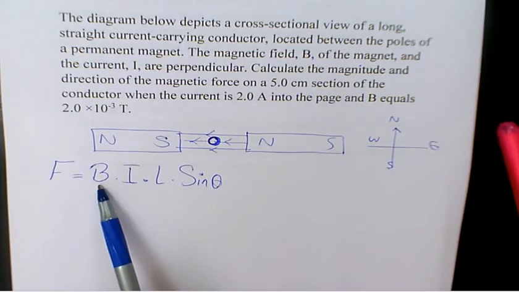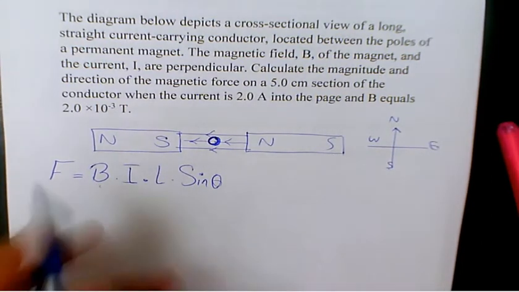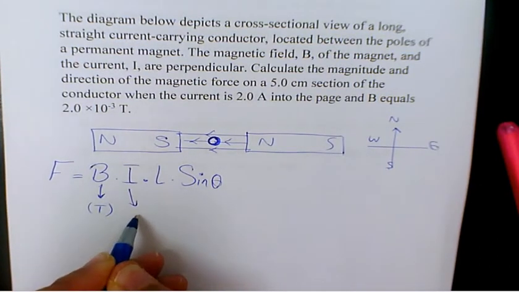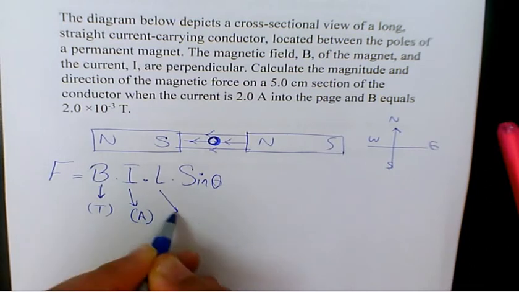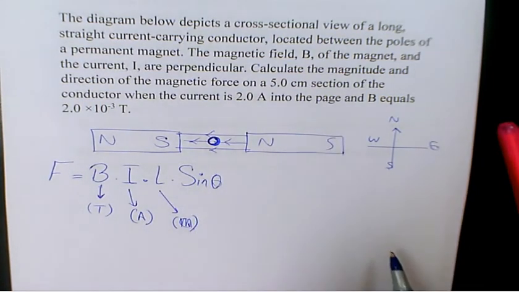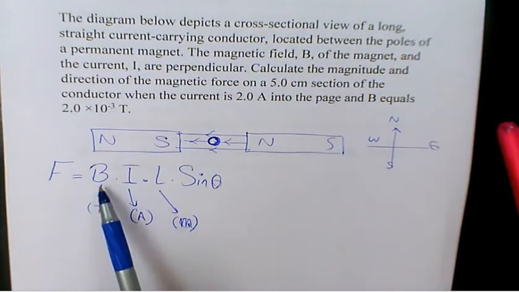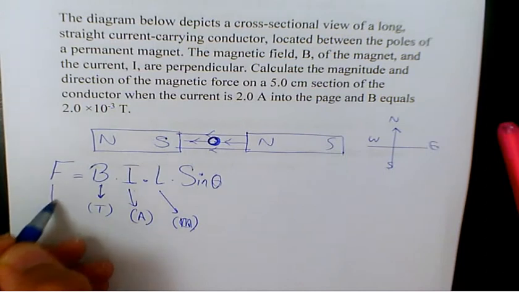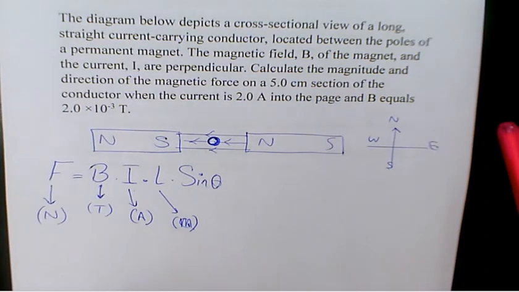B is the magnetic field strength in terms of Tesla, I is the electric current in terms of amps, L is the length in terms of meters, and sine theta, theta is the angle between the magnetic field and the electric current direction. And that's going to give us the magnetic force in terms of Newtons.